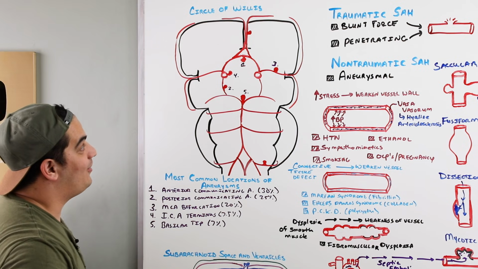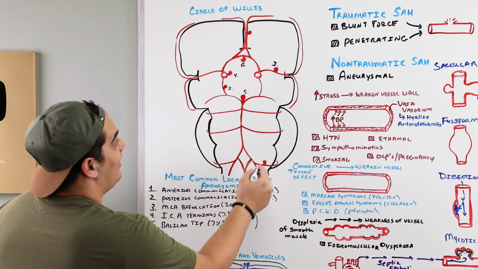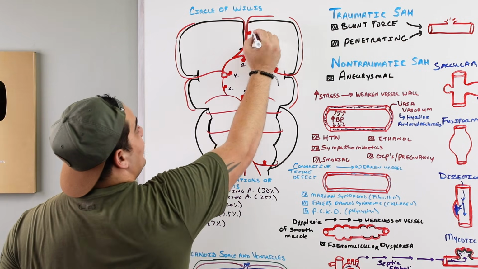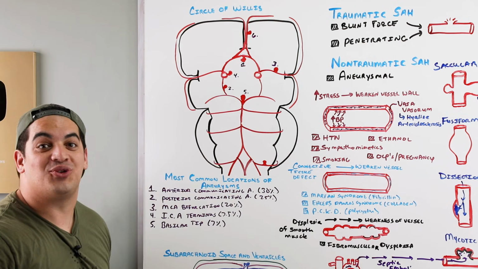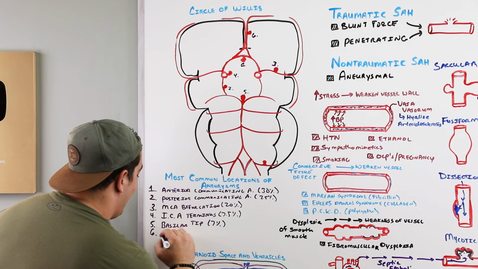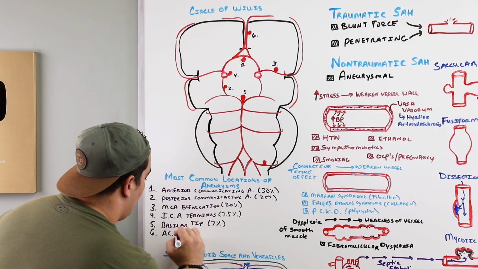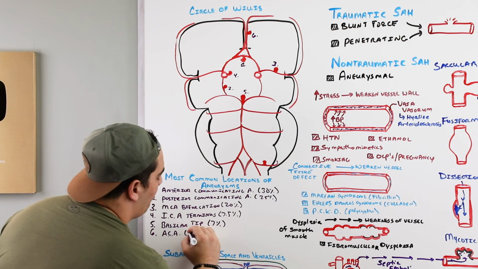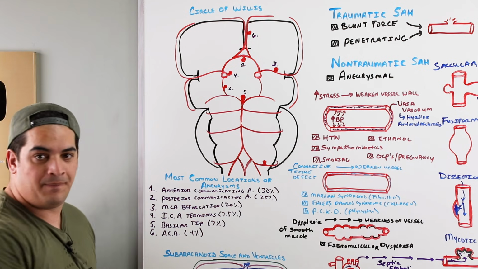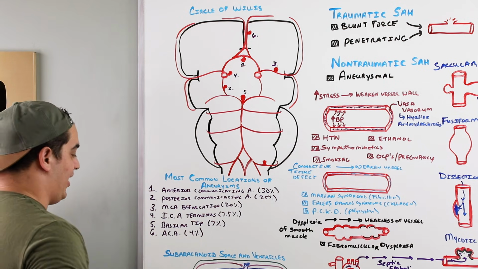What else do we have? Well, think about what else we've got left here. The next one is this guy up here, 6. That's the anterior cerebral artery. So the anterior cerebral artery accounts for approximately 4% of the cerebral saccular aneurysms.